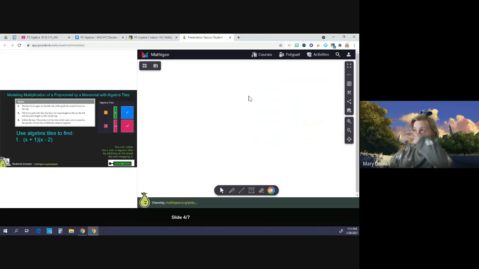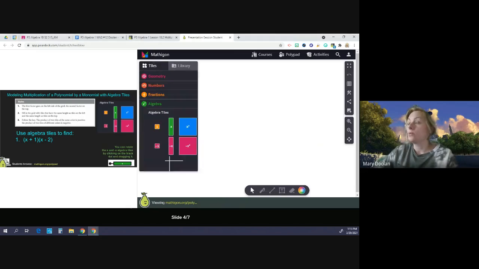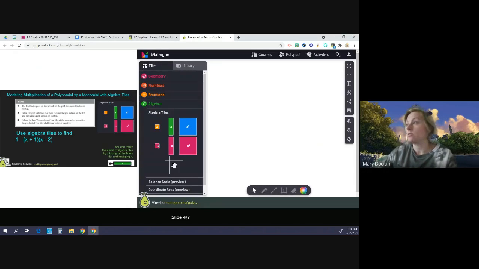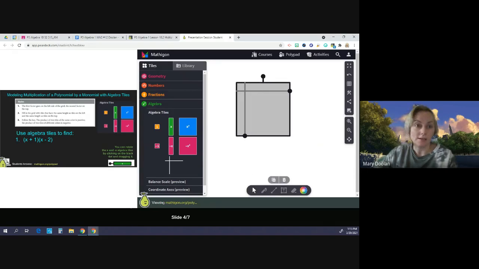So what we're going to do is model this problem with the Mathigon PolyPad. I'm going to show you how to do that, and you can do that at the same time and try it out and see how it works. All right. So some of you are in the Meet, some of you are in the Pear Deck. That's fine. You could be in either one. So when we do multiplication, that's when you're going to grab this shape here. And you can resize that by clicking on it and dragging either side up or down.